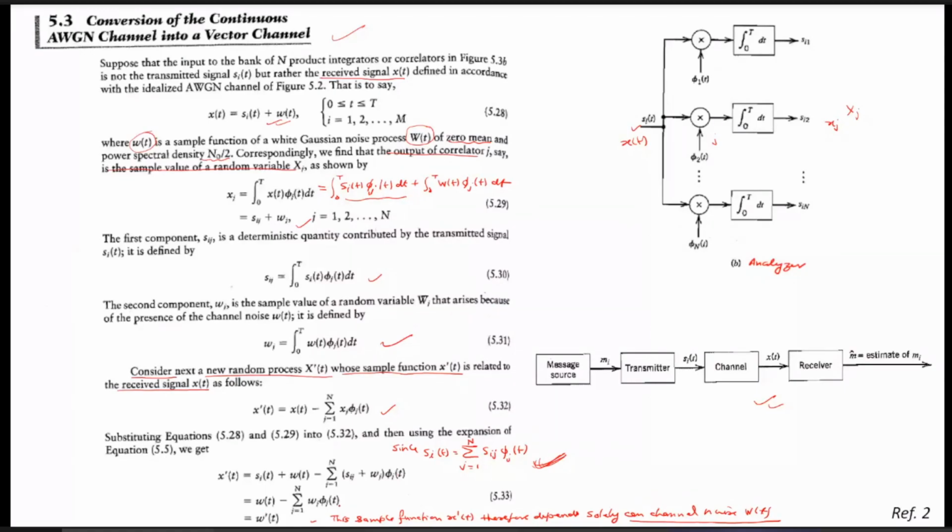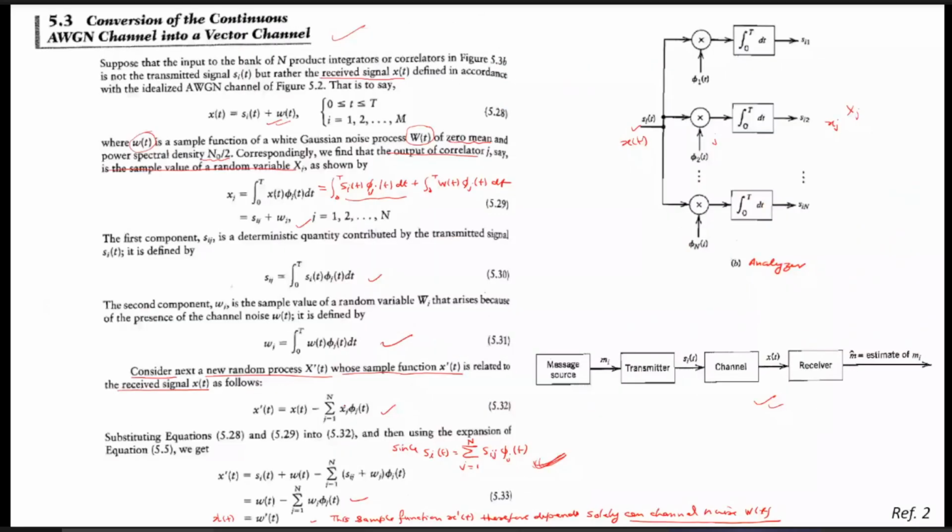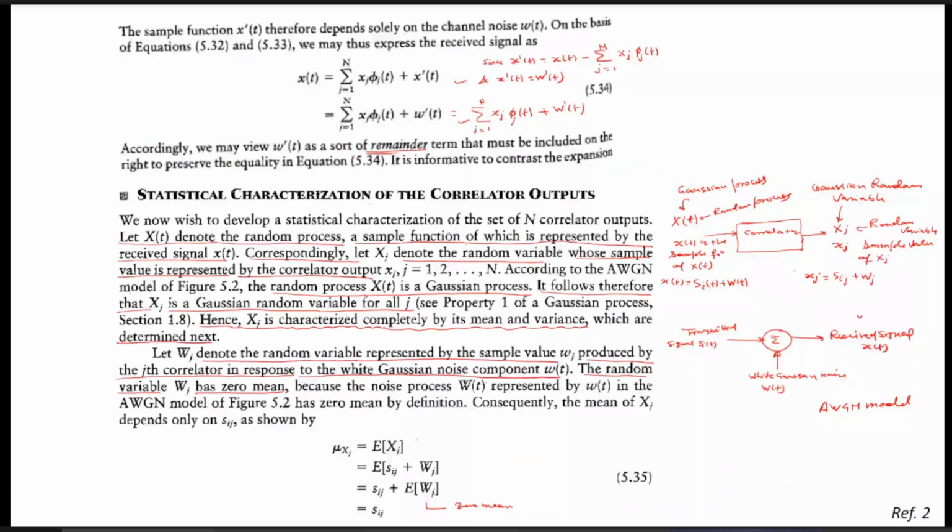You can see the first term is related to the noise only, and the second term is also related to the noise only, and there is no signal term involved. Hence we can write x dash t as another term, w dash t, given by this one, and that happens only because of the noise. So we can finally write x t equals x dash t, which is nothing but w dash t, plus the summation term as it is: summation j equals 1 to n of x j phi j t.